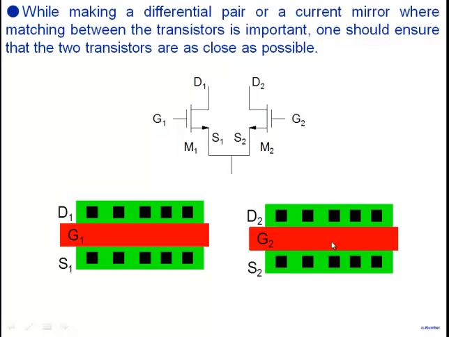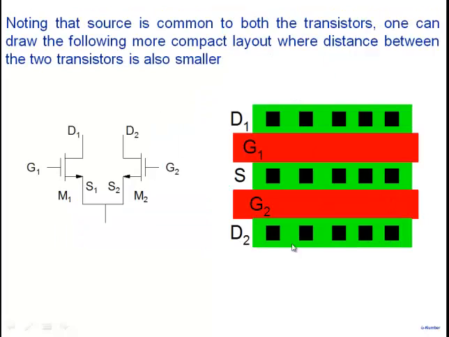And we saw that this may be better, more compact. Here you have two separate sources. Here they share the source. D1 is here and D2 is here. So it's better, more compact. The distance between the two transistors is also smaller here.